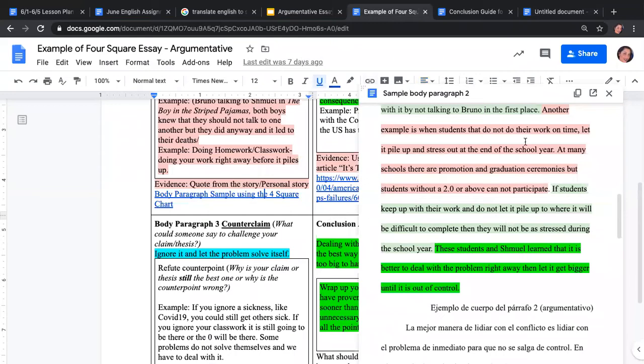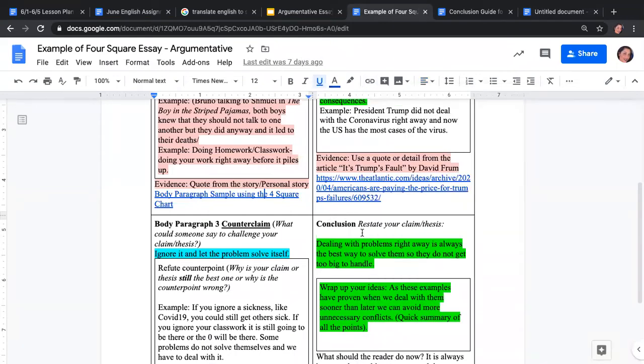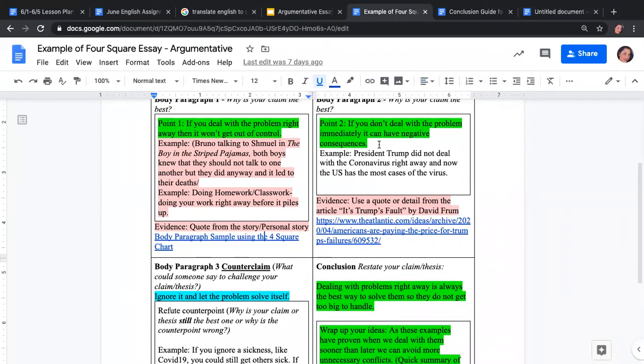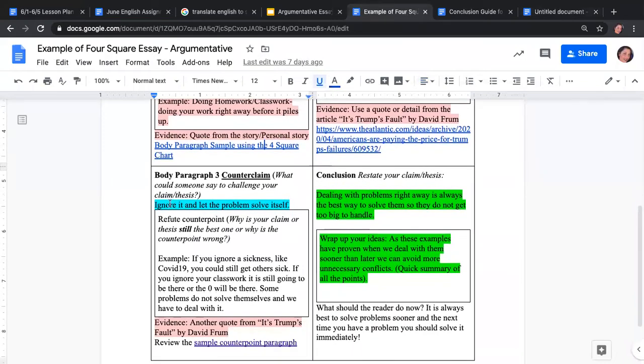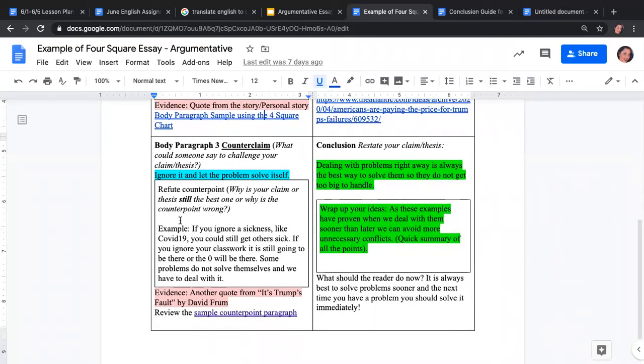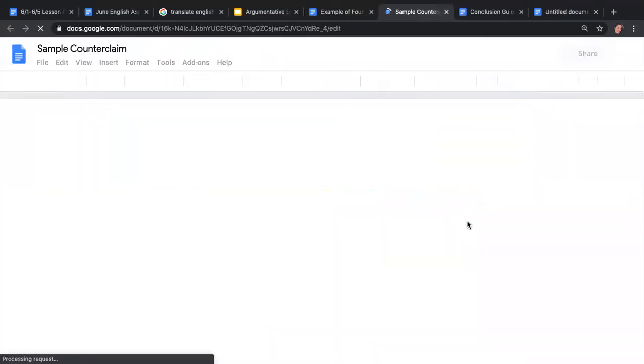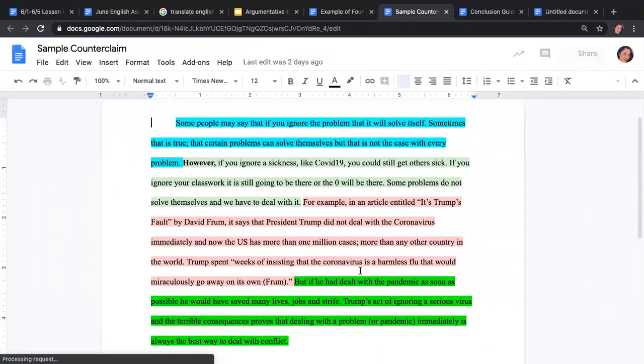Then I also want to maybe bring up my other point, which was how if you don't deal with the problem immediately, it can have negative consequences. How Trump didn't deal with the coronavirus right away. And then that he tried to ignore it because that was my counterclaim and let it solve itself. But then we know that that wasn't true. And I can use my sample counter paragraph to get points from here.